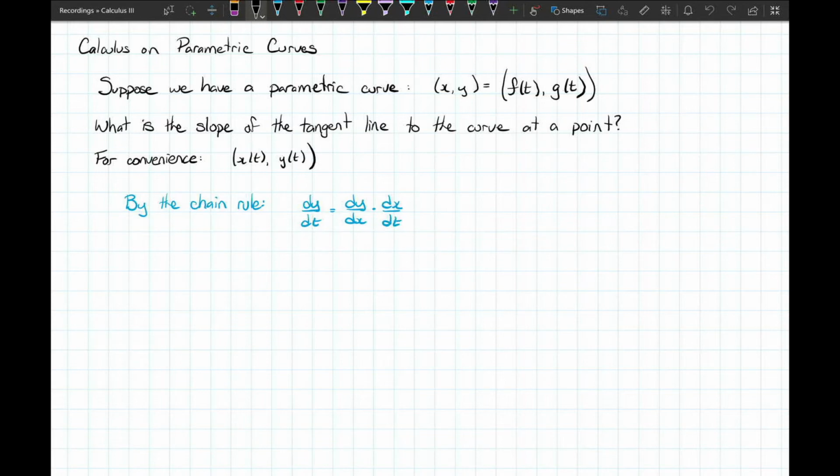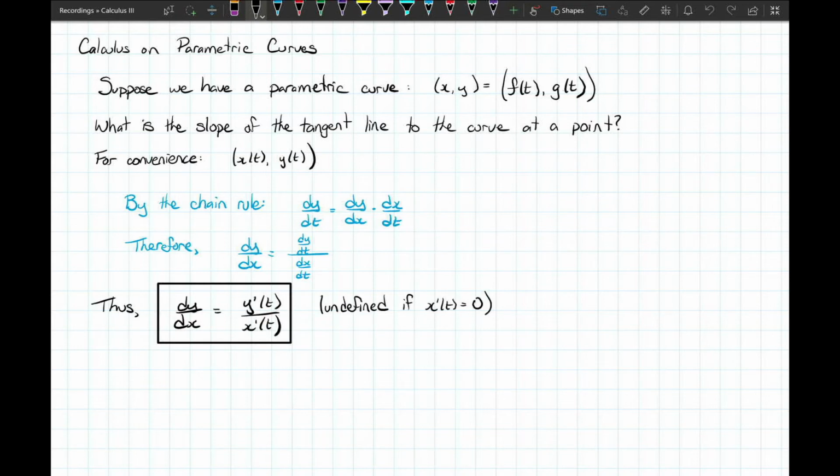By rearranging that, we can get the derivative dy by dx, which is just equal to dy by dt over dx by dt. And if we're using our notation x of t and y of t, then we can even write this in our function notation. Dy by dx is equal to y prime of t over x prime of t. And this slope is undefined whenever the derivative of x with respect to t is equal to 0. Now, what does it mean for that slope to be undefined? Well, that might mean that the tangent line is vertical, but not necessarily.